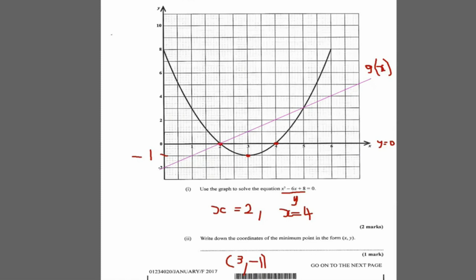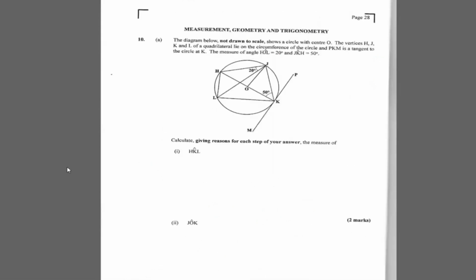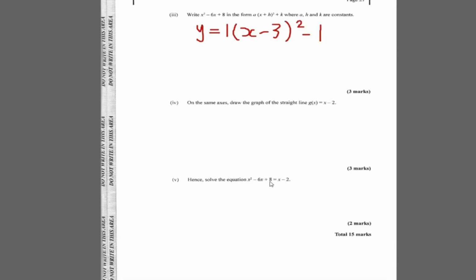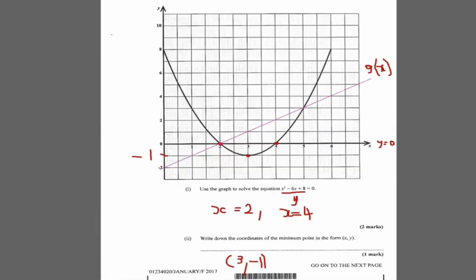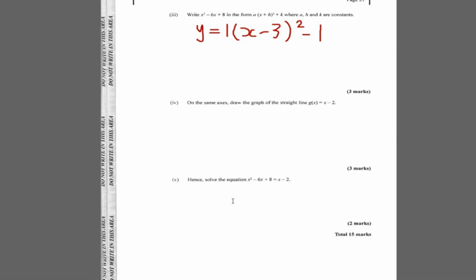Then it says, hence, solve the equation x squared minus 6x plus 8 equal to x minus 2. So they're asking for the points of intersection. The points of intersection are here and here. The 2 points of intersection are (2, 0) and (5, 3).